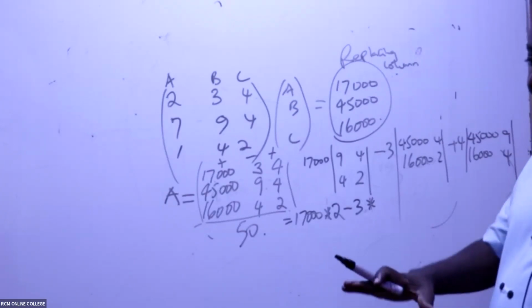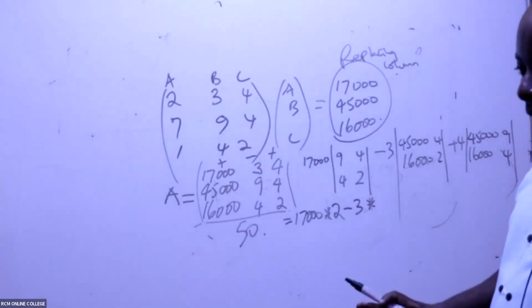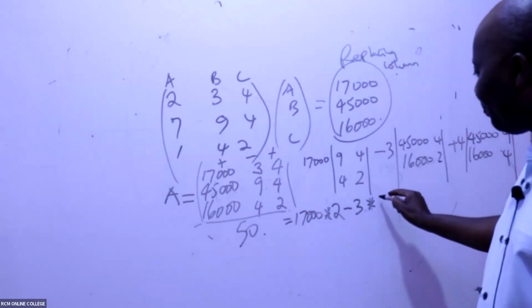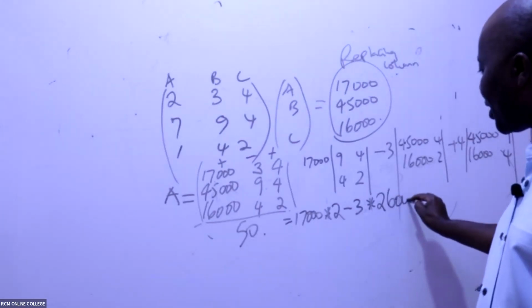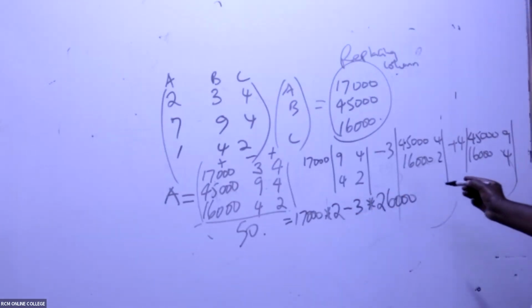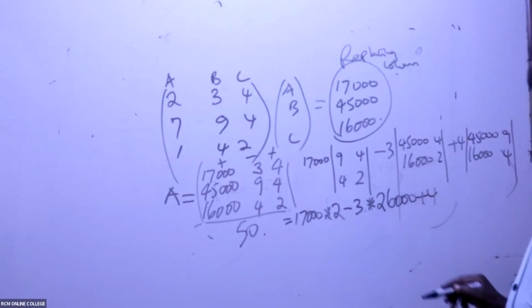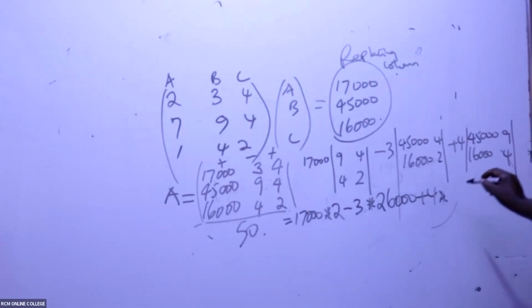Yeah, please relax. I'm repeating, relax. 26,000? 26,000, all right. So we have here plus 4 into, in this case here, this times 4 minus 16,000 times 9. 45,000 times 4 minus 16,000 times 9. What figure do we have there?